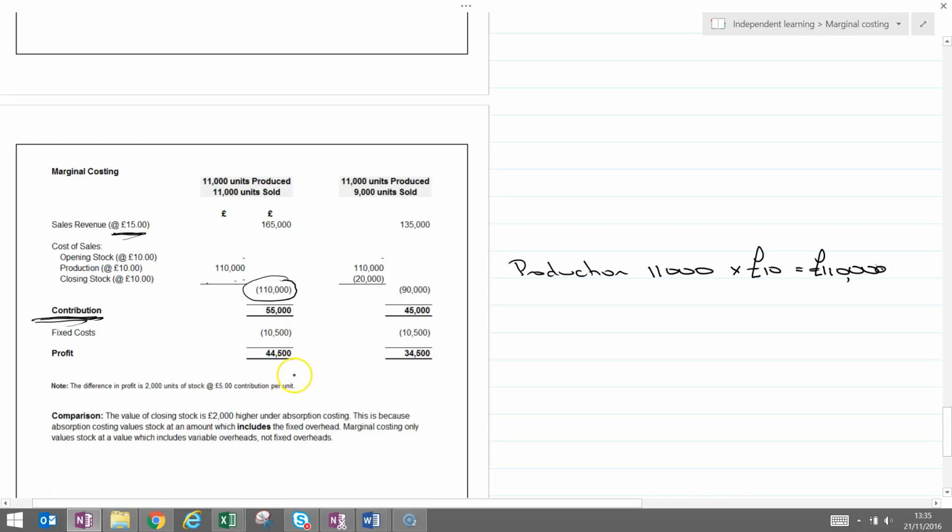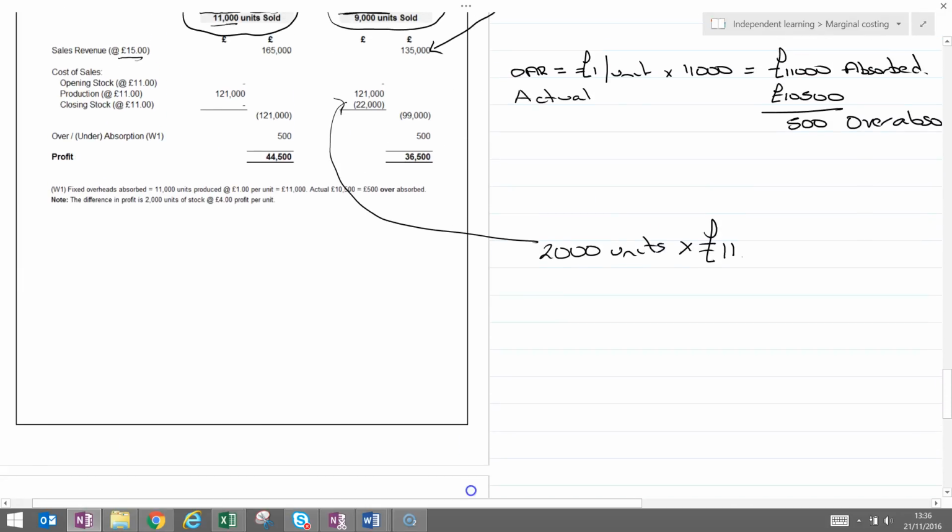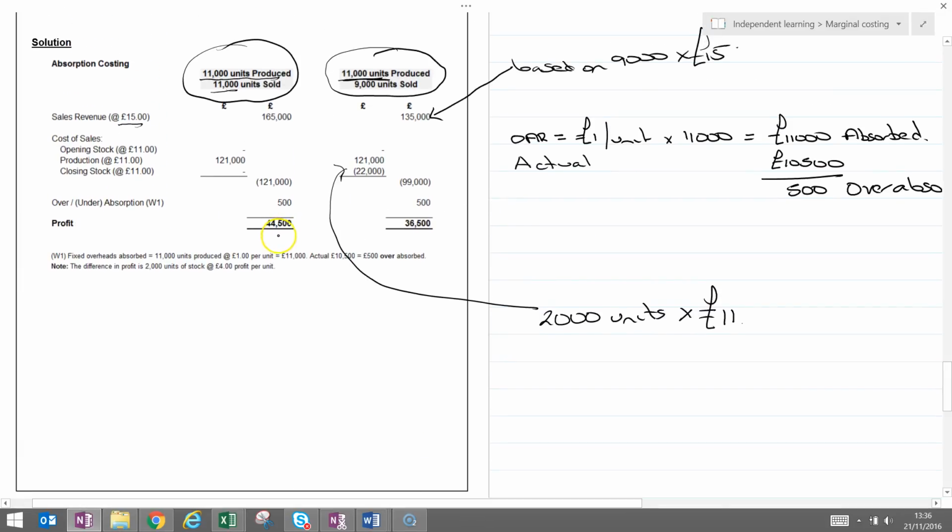Fixed cost deducted as a period cost, and what we need to deduct is the actual figure, because remember we're doing marginal costing, so we don't think at all about what we might have absorbed. That is not relevant. All we want is what was our fixed cost for the period. Well, we were told they were £10,500. So contribution minus fixed cost, we've got a profit of £44,500. Let's just scroll back up. Under absorption costing, profit £44,500. So different layout, same profit figure.